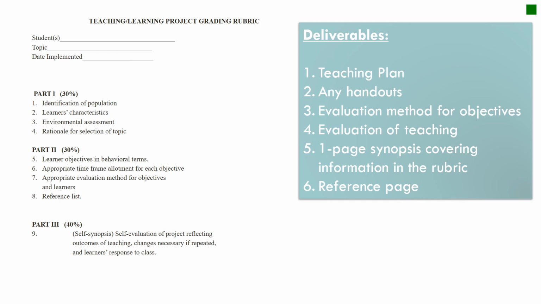The last paragraph should be a self-synopsis, a self-evaluation of the project, reflecting on outcomes of teaching, the learners' response to the class, and if you repeated this session, whether there would be anything that you would change. Okay, so that should be the last paragraph, and notice that that is 40% of your grade. So I really want you to spend a lot of time on that last paragraph. It can be two paragraphs.